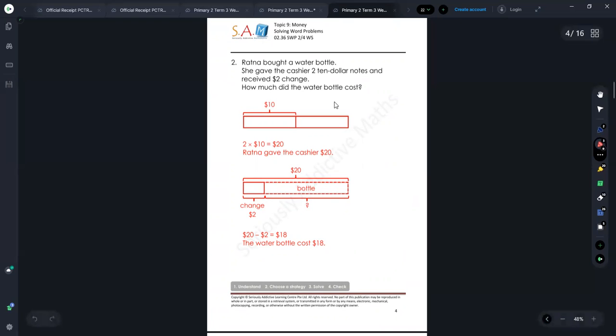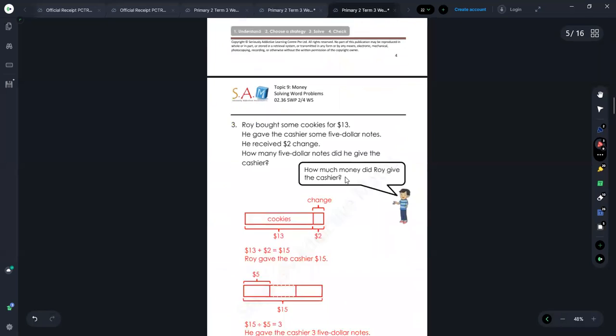2 $10 notes. Some of them may be able to immediately tell that it's $20. If that's the case, they can just draw a model, a bar that is $20. And then receive $2 change. $2 is the part that's written, and the other portion will be how much the bottle is. For students who are not able to tell that 2 $10 notes equals $20, you need to show them how to draw this bar model. So it depends on the class.